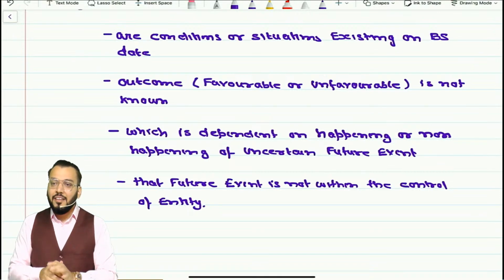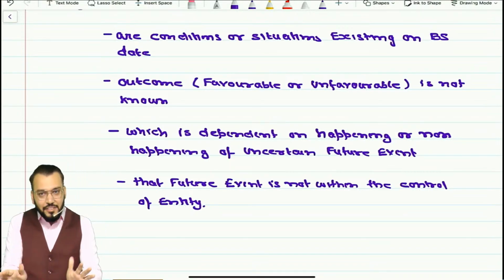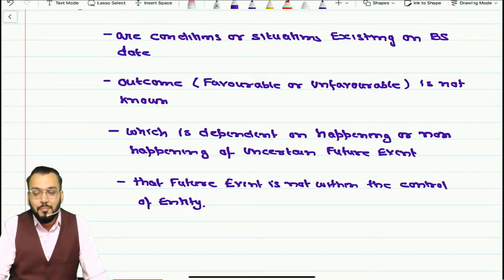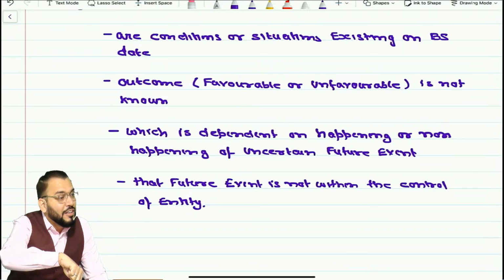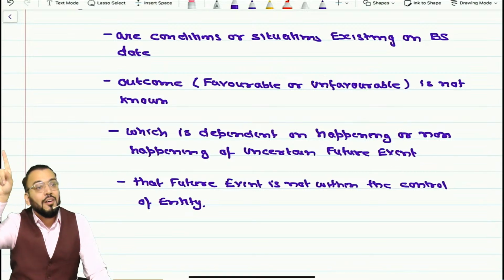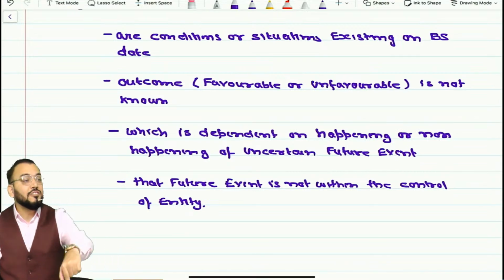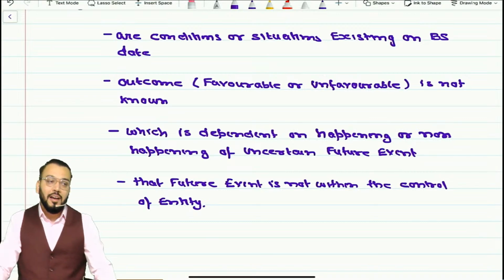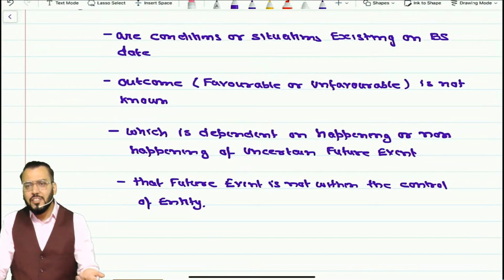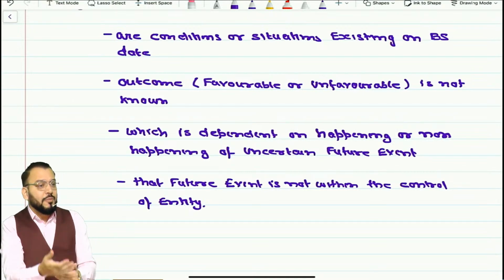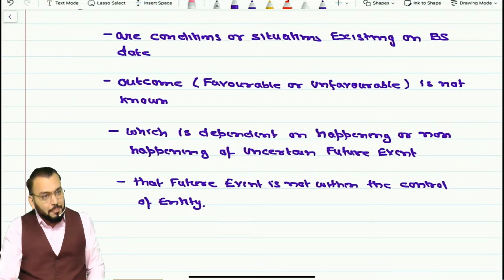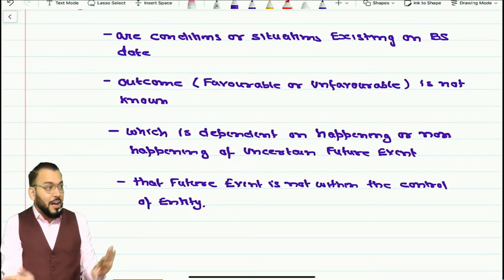Contingencies are what? Any condition or any situation existing on balance sheet date, outcome of which is not known, which is dependent on happening or non-happening of uncertain future event, and that is not within the control of entity. Correct? So when I am saying that condition is existing on balance sheet date, the condition arises from which event? Past event or future event? Past event.